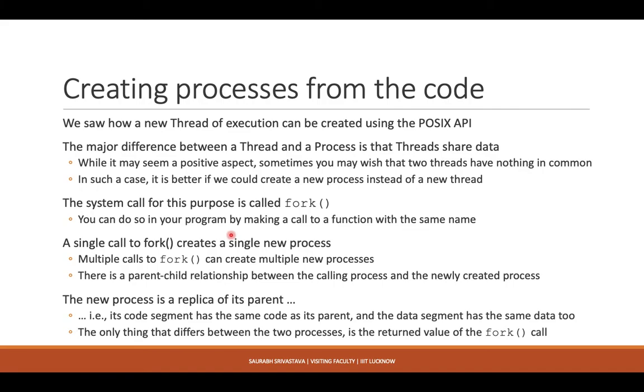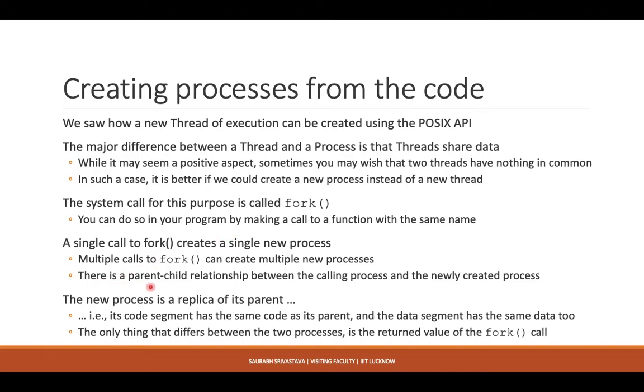So I hope most of you at least remember what a system call is. We heard this term when we were discussing the Linux kernel. So this is a system call fork, but you have access to it via a function of the same name, and you can do that in your C++ code. So this fork system call creates a single new process, not a thread, a single new process. And multiple calls to fork will actually create multiple new processes, similar to how we created threads, right?